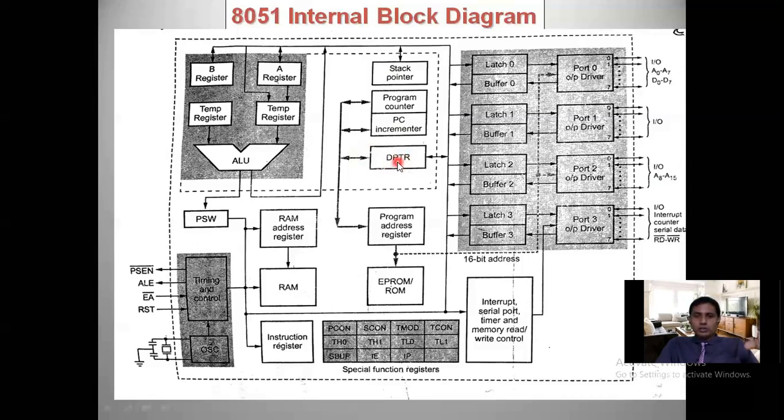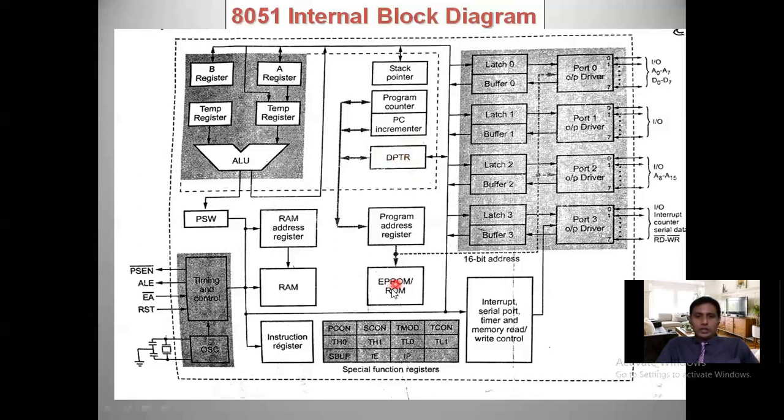Generally, this DPTR is used to access especially internal ROM, because internal ROM size is 12-bit. In order to select 12-bit also we need a 16-bit register. So generally for accessing internal ROM memory or communicating with external RAM and external ROM, we are using the DPTR register. It is divided into two 8-bit registers, DPL and DPH. DPL is data pointer lower byte, and DPH is data pointer higher byte.